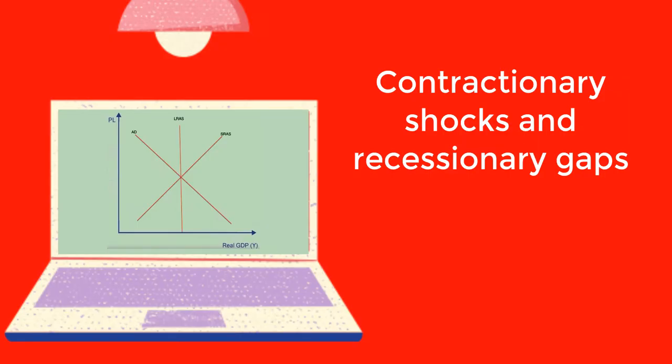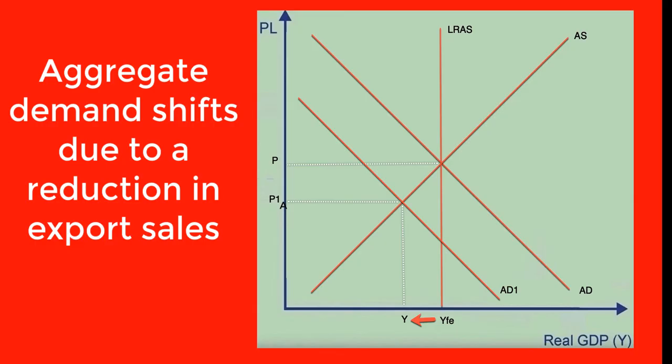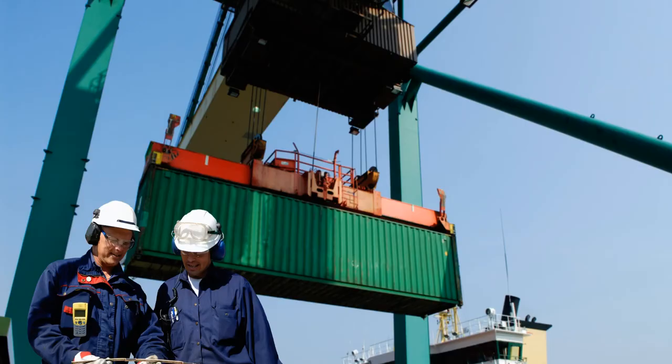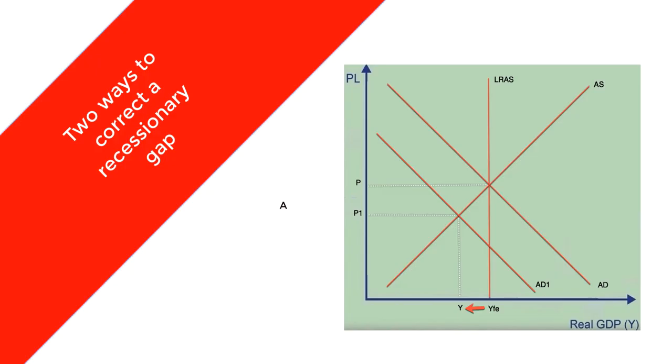Contractionary shocks. If we return now to the example of an economy at long-run equilibrium, a decline in aggregate demand could be caused by a contractionary shock. This could be a change in the determinants of aggregate demand, such as a reduction in export sales. This diagram shows that the shift of aggregate demand has caused a recessionary gap. There are two ways to correct a recessionary gap.